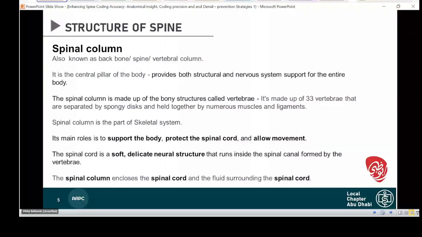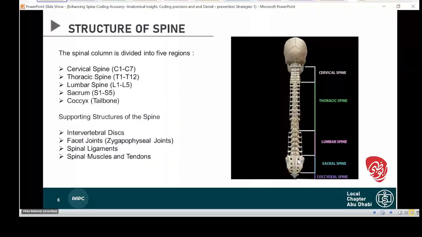Okay, so what is a spinal column? See this picture. The spinal column is a flexible structure made up of 33 small irregular bones called vertebrae. These vertebrae are separated by a disc-like structure called the intervertebral disc. So this is a spinal column.